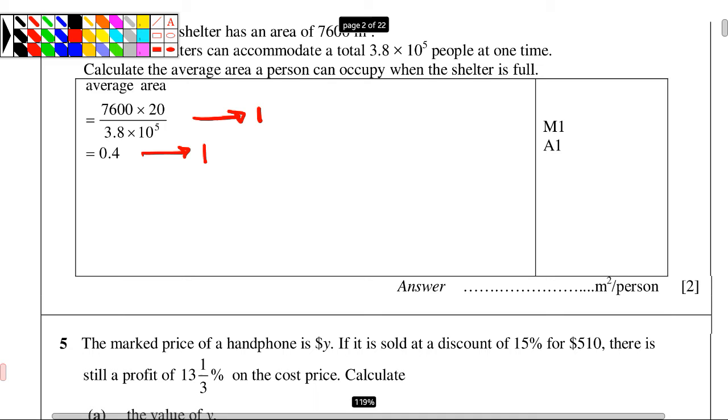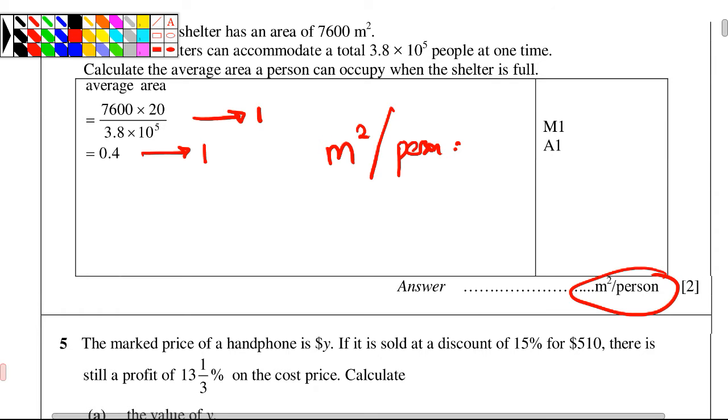Now, let me tell you a secret. Those who get this question wrong, actually, the unit is helping you. Now, how? The unit means meter square stroke person. Meter square stroke person. It means meter square divided by person. Does it make sense? Meter square divided by person. So this one means meter square must be on top. Person must be below. So the unit is giving you hints. Okay, next.